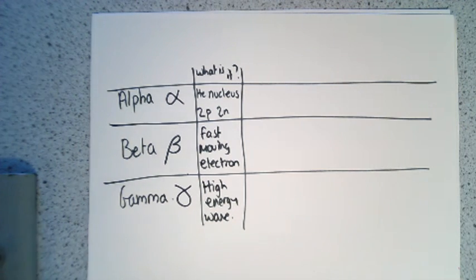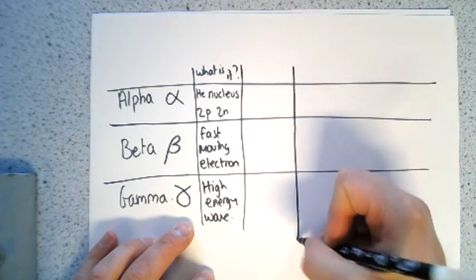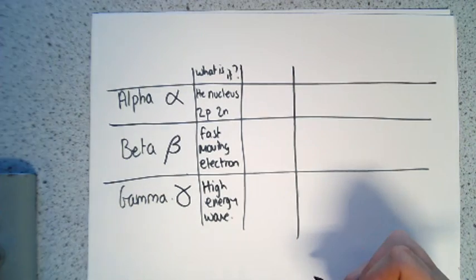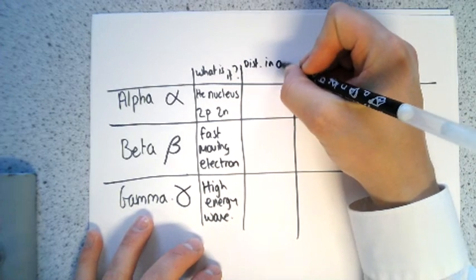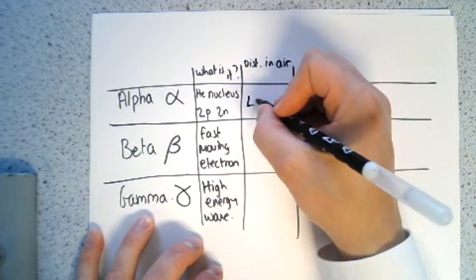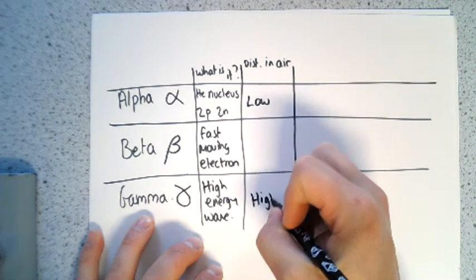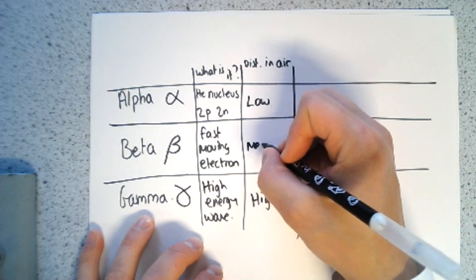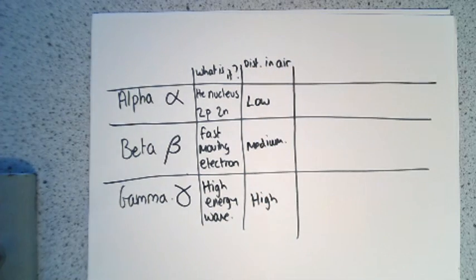Okay, so a couple of things. Distance in air. You don't need a quantitative value, you just need to know whether it's low, high, or in between, that's medium. So alpha particles don't travel far in air, whereas gamma waves travel quite long distances.